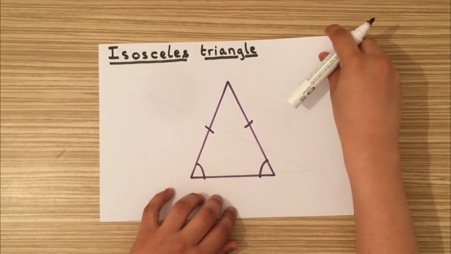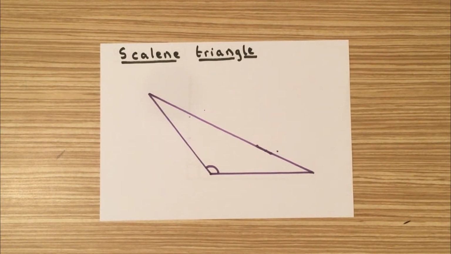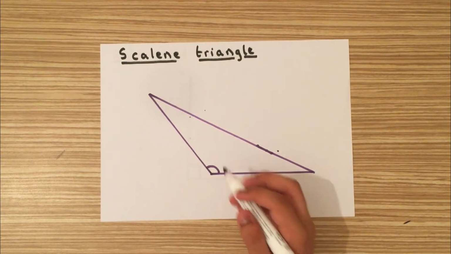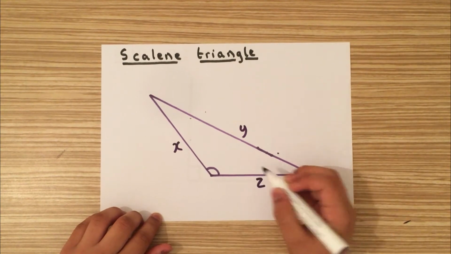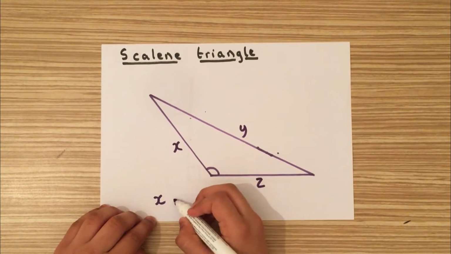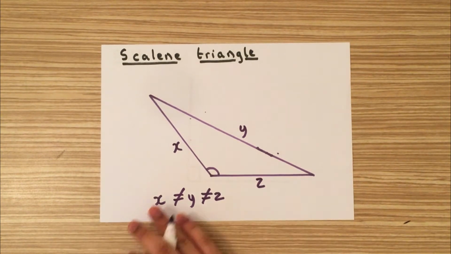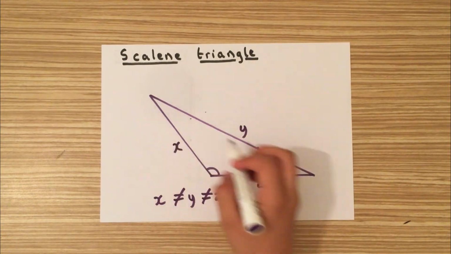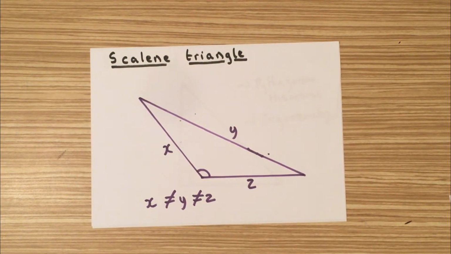Now let's move on to scalene triangles. In a scalene triangle, none of the sides are equal. So if you imagine this to be x, this could be y, and this could be z, and x is not equal to y, which is not equal to z. So all the sides are different to each other, which means that all the angles are different to each other. Okay, so that is it for scalene triangles.